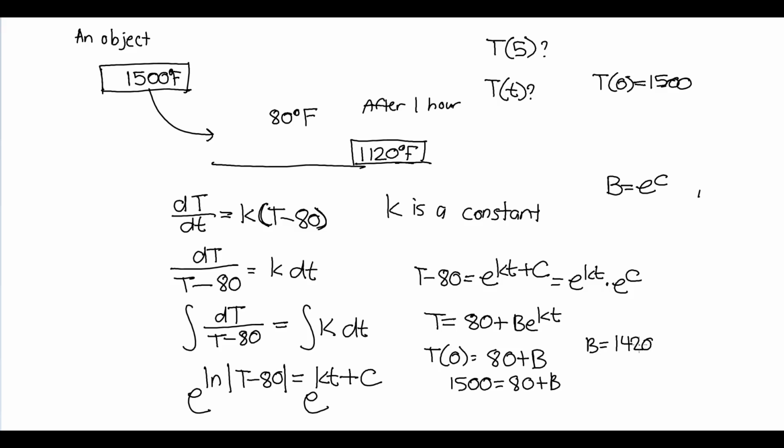So now we can substitute in for B. Our current model is T of t equals 80 plus 1,420 e to the kt. Now what's k? Well, they give you another piece of information. After 1 hour, the temperature is 1,120 degrees Fahrenheit. So let's delete some of this so we have more space.